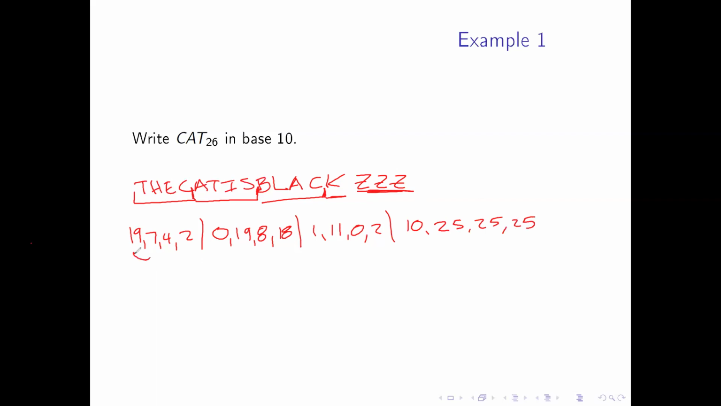Again, if I simply took this right here and turned it into, this would be 19 times 26 to the third power plus 7 times 26 to the second power plus 4 times 26 plus 2, that turns out to give me 338,782.